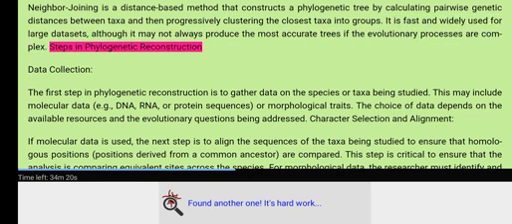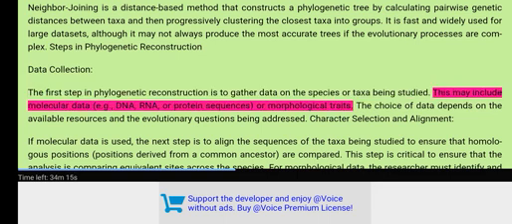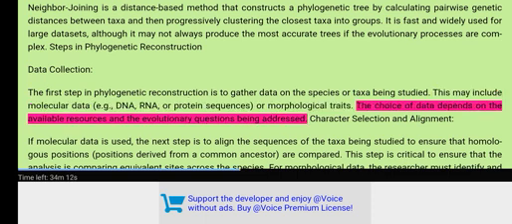Steps in phylogenetic reconstruction. Data collection. The first step in phylogenetic reconstruction is to gather data on the species or taxa being studied. This may include molecular data, e.g., DNA, RNA, or protein sequences, or morphological traits. The choice of data depends on the available resources and the evolutionary questions being addressed.